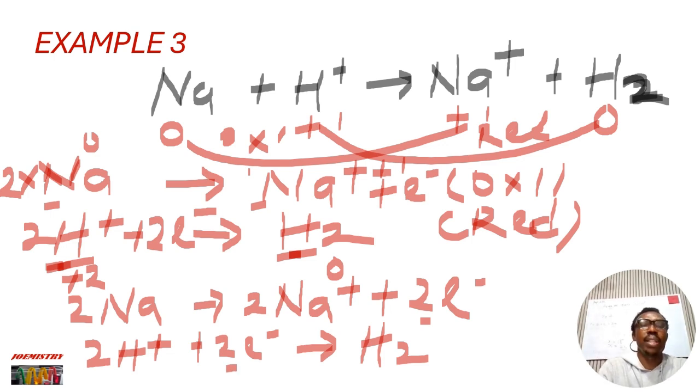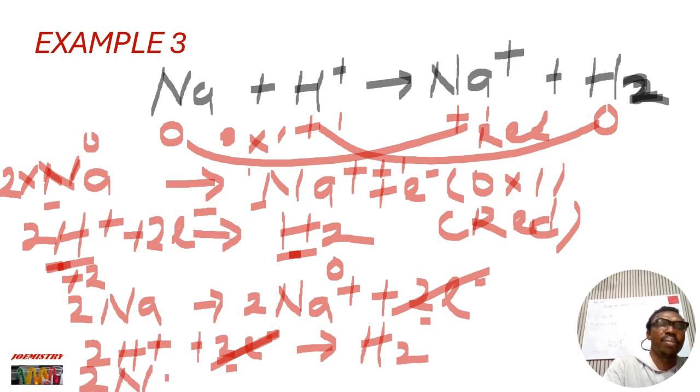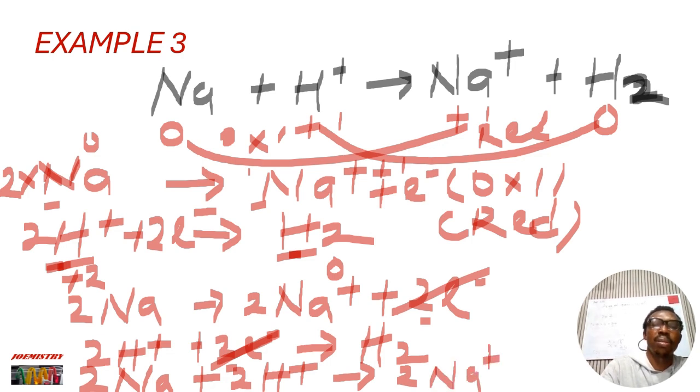The next step is to add the 2 half cell equations to get the net equation. Electron gain and electron loss will cancel out. So we now have 2 sodium plus 2 moles of hydrogen ion. We add the reactant of the oxidation half cell to the reactant of the reduction half cell, and the product of the oxidation half cell to the product of the reduction half cell: 2 sodium ion plus hydrogen gas. So this is the balanced ionic equation, which is the net equation.